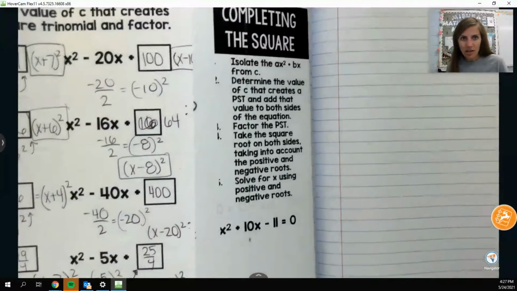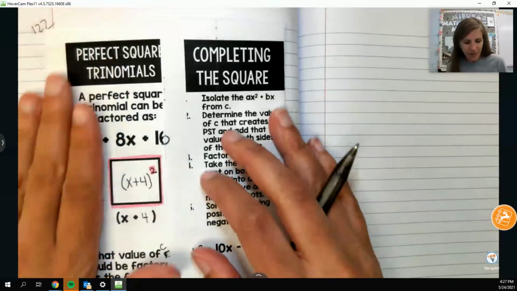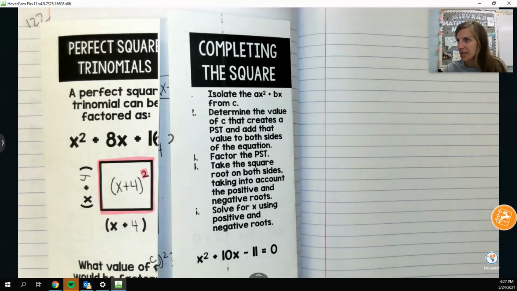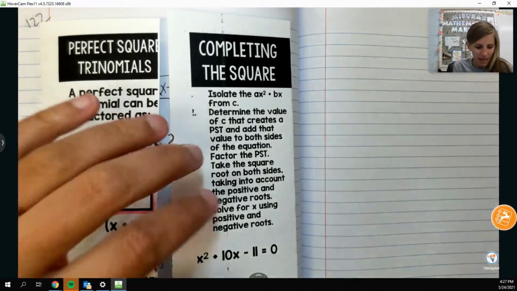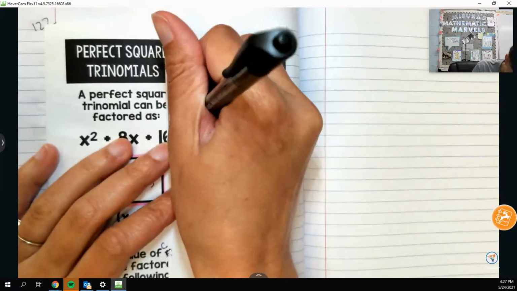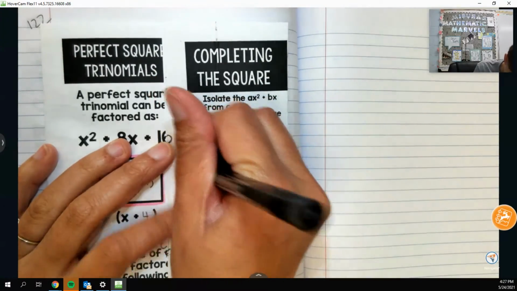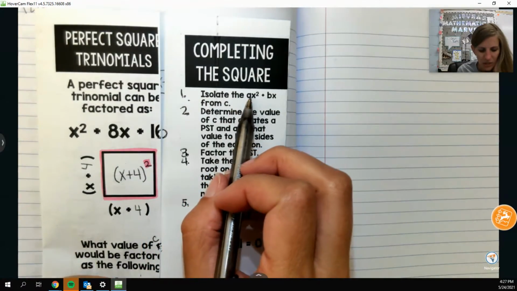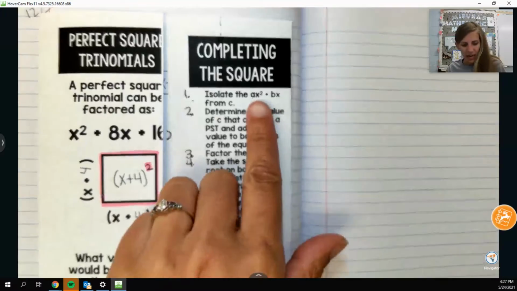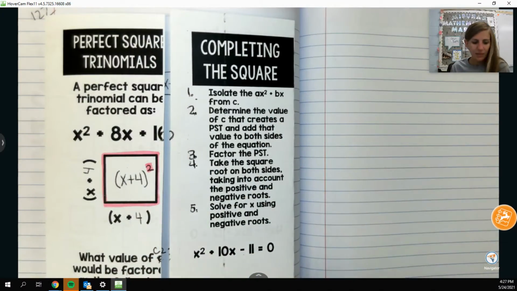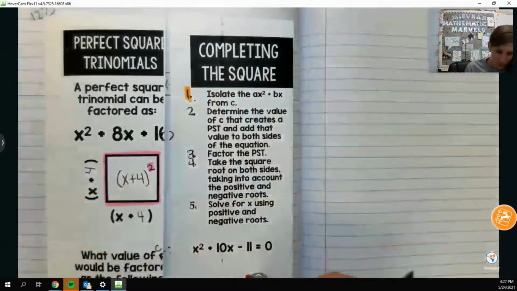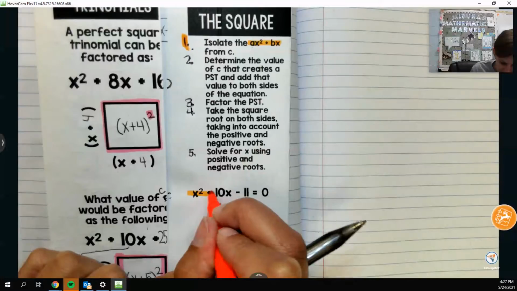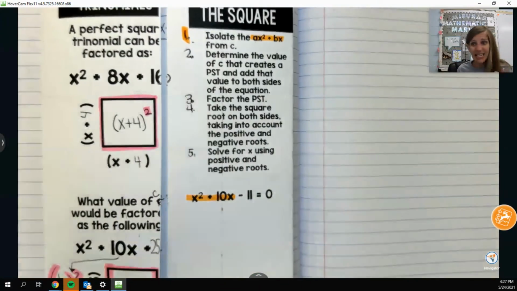So the reason that we need to know all that is so that we can do this process called completing the square. So when we are completing the square, we have to follow these steps here, which again, I'm so sorry this got cut off. We got step 1, step 2, step 3, 4, and 5. Okay, so step 1, we need to isolate our A and our B from C. So for step 1, down here with my example, I need to get the x squared and x together, and I need to get that C out of there.